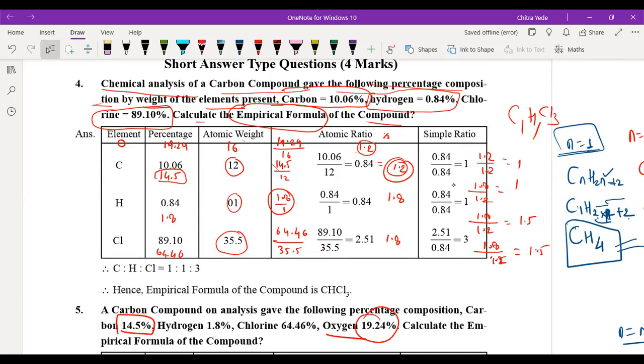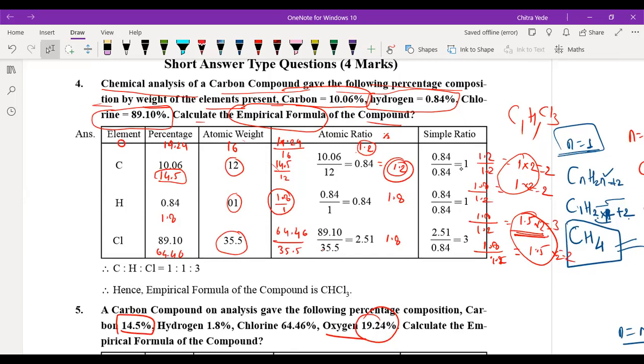So see again, these two are in simple ratio form, but these other two are not in their simple ratio. So we have to multiply all by 2 so that all will be in simple ratio form. Into 2, into 2, into 2, into 2. So for oxygen we will have 2, for carbon again 2, for hydrogen 3, and for chlorine 3.